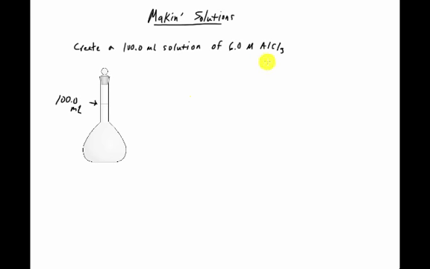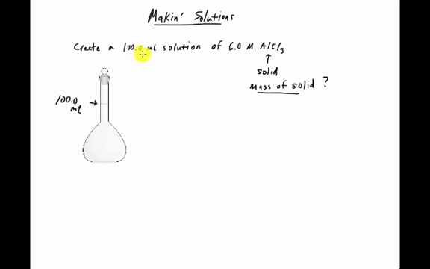Alright, now aluminum chloride is a solid substance at room temperature. Most ionic compounds are going to be solids. So to make this solution, I have to measure out the mass of solid that I'm going to need. So in order to make this solution, I'm going to add some solid aluminum chloride to this, and then dilute it with water until I get to this mark. So the first thing I need to know is what's the mass of the solid that I need.